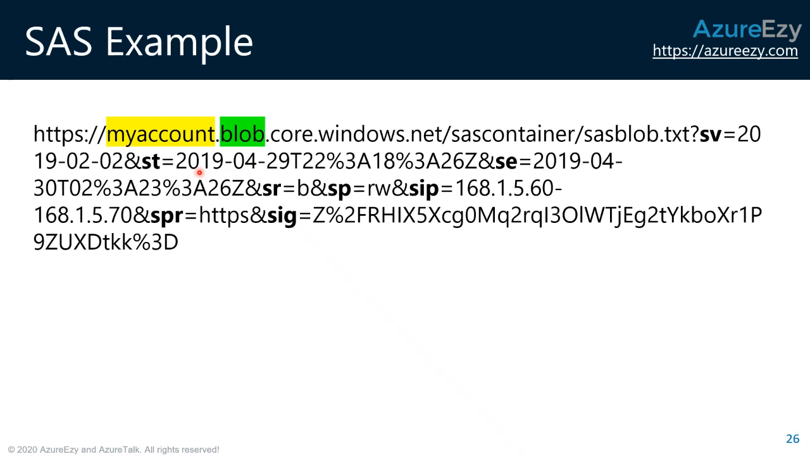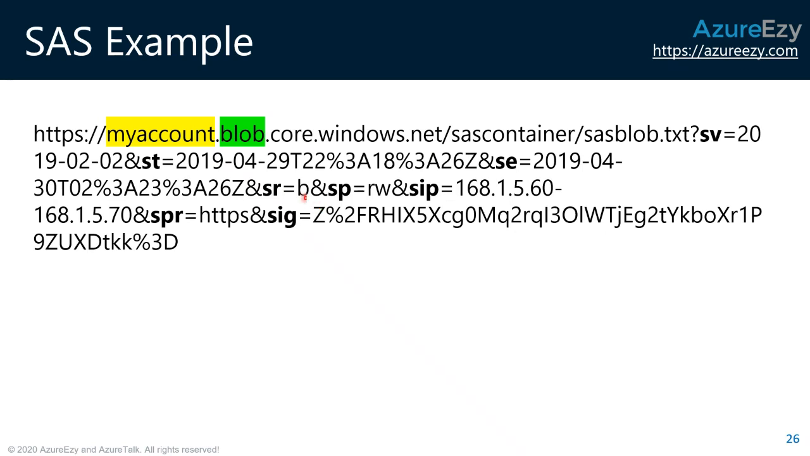Like we can use it for file. We can use it for file in the REST API. We can use it for table, queue, or blob. Okay, so this is for what type of storage resource. So here SR stands for that. SR equal to B, that means this is for a blob. B stands for the blob here.